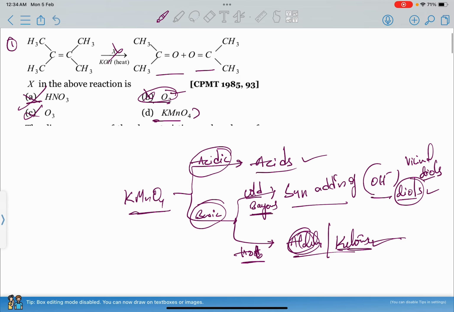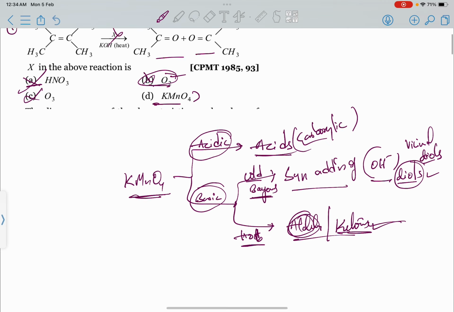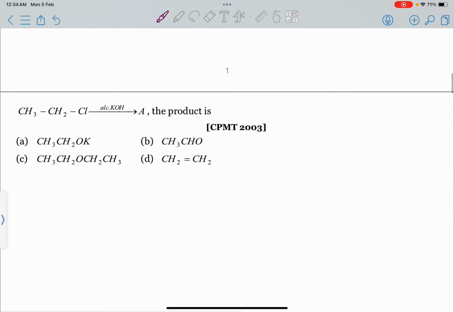I guess you are okay with the first question. Potassium permanganate in the presence of acidic or basic conditions: there are two conditions. In the acidic condition, it will oxidize and give the respective acids, that is carboxylic acid. In the presence of base, it will be divided into two, cold or hot. In cold alkaline solution, it is called Bayer's reagent. Cold alkaline KMnO4 is called Bayer's reagent, in which there is addition of OH minus ions, whereas in hot it will give rise to ketones and aldehydes.